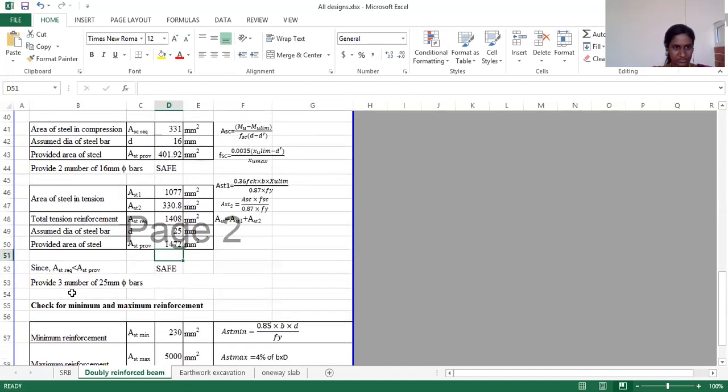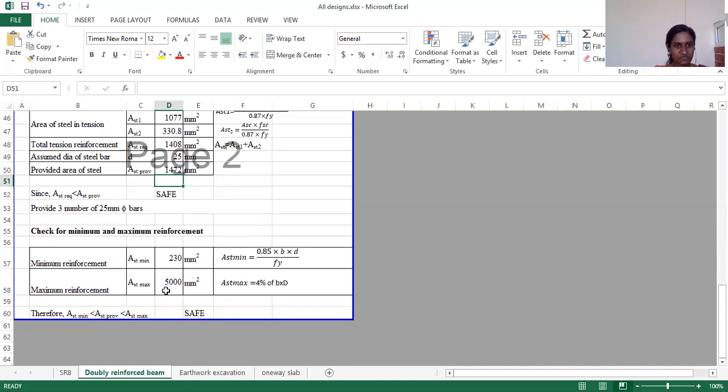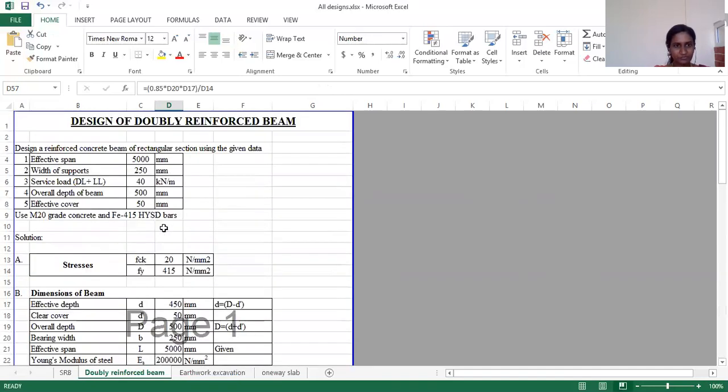So Ast provided is more than the Ast required. So you can provide three numbers of 25 mm dia. Then after that you have to check for the minimum steel reinforcement in the tension zone. So what is the minimum steel? Minimum steel is 0.85 bd by fy. This I told you in the last class, how to calculate the minimum steel. Substitute for this 0.87 into b into d. It is available here. This is b and this is d.